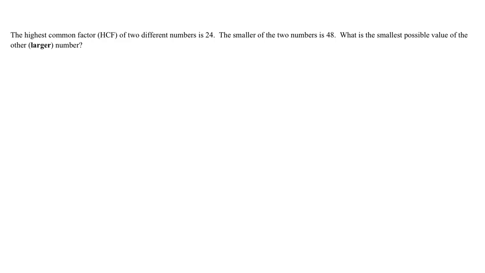We are given that there are two numbers and one of the numbers is 48. So the smaller number is 48. We are also given the HCF, highest common factor, 24. So our objective now is to find the larger number.